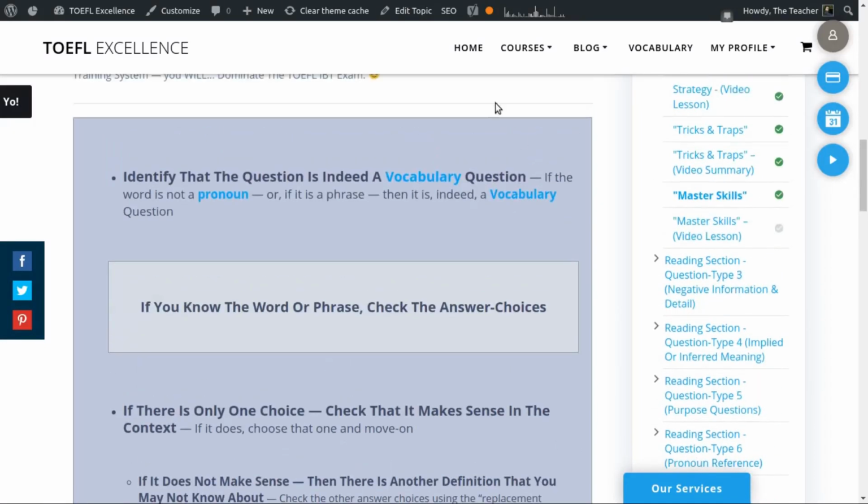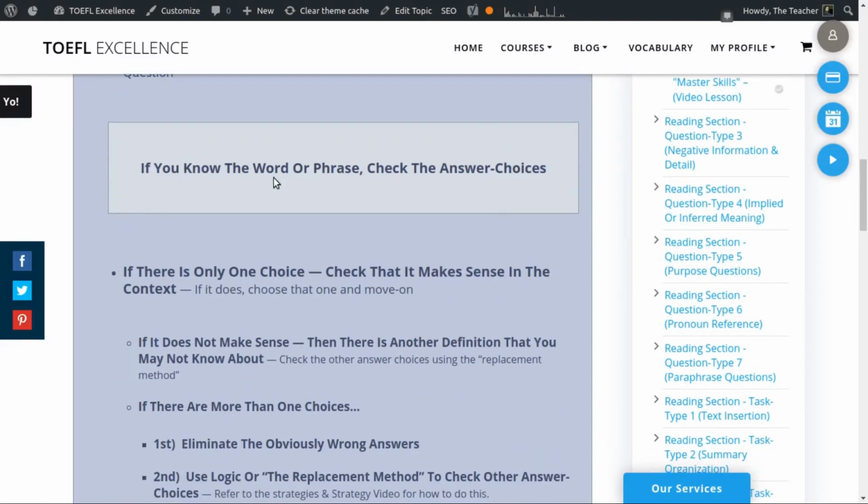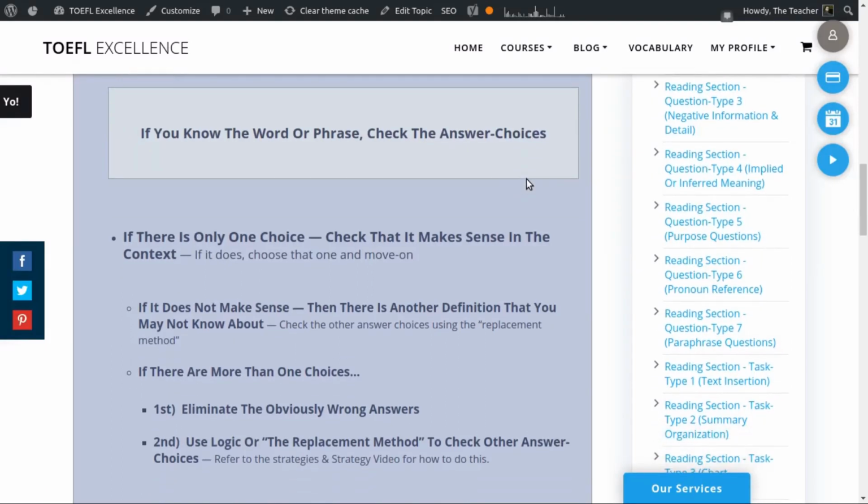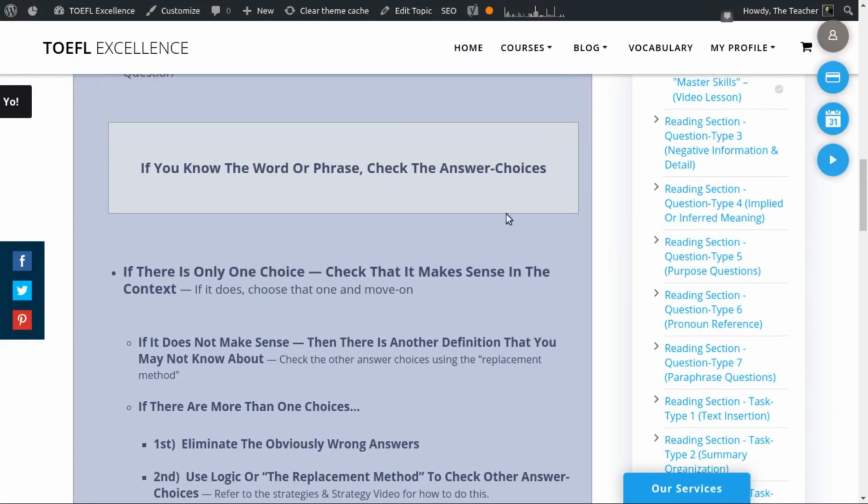So once you have identified that it is a vocabulary question, if you know the word or the phrase, check the answer choices. That way, if you know the word or phrase, it's possible to get the answer without even having to refer to the reading passage. So if you know the word, check the answer choices.